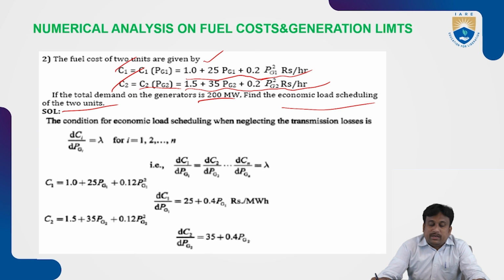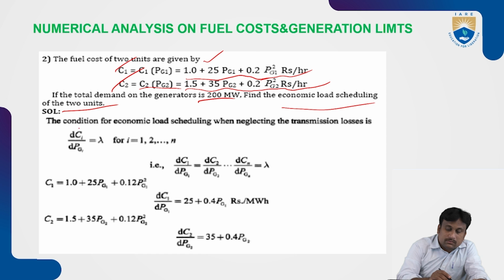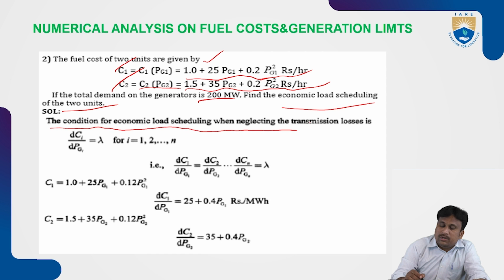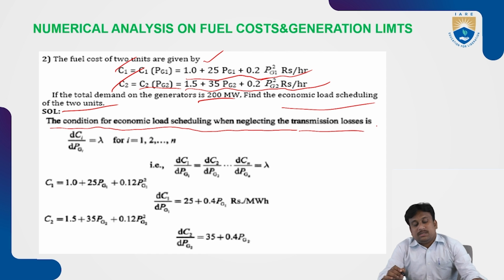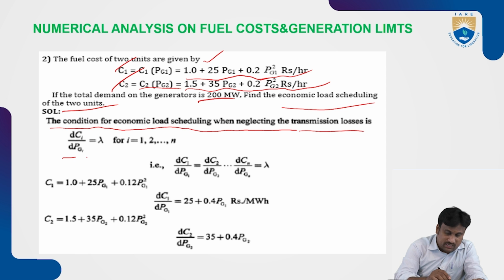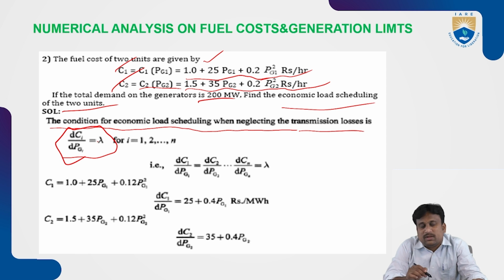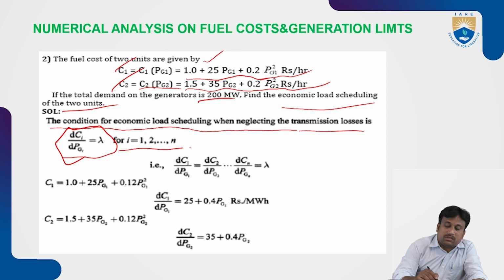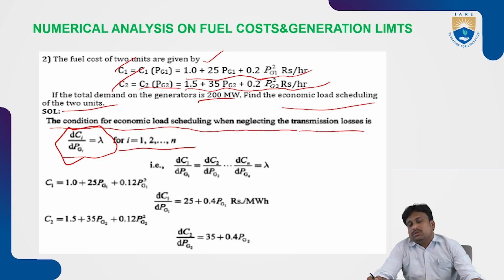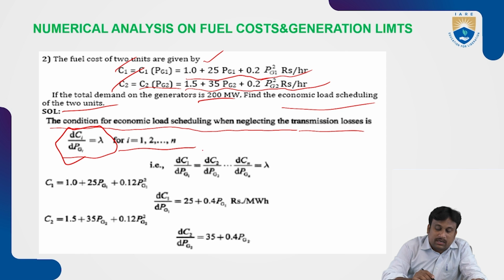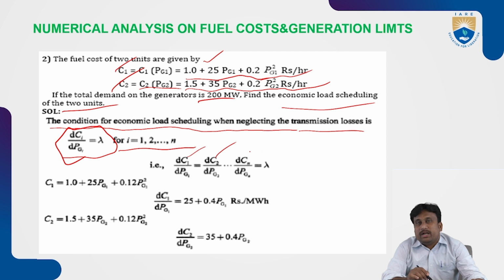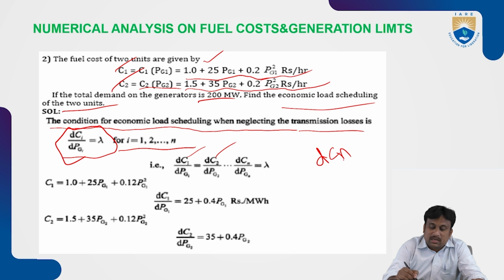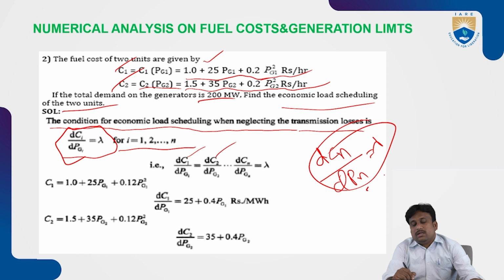So how can we calculate? We should have one condition. The condition for economic load scheduling when neglecting the transmission losses is dCi by dPGi equals lambda. This is the Lagrange coefficient, for i equals 1, 2, 3 and so on. So that is dC1 by dPG1 equals dC2 by dPG2 equals dC3 by dPG3, and so on. We can extend our analysis up to dCN by dPGN, which equals lambda.